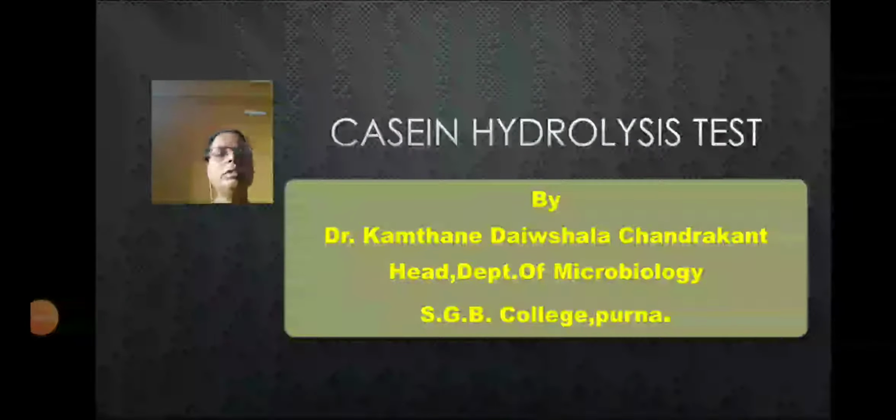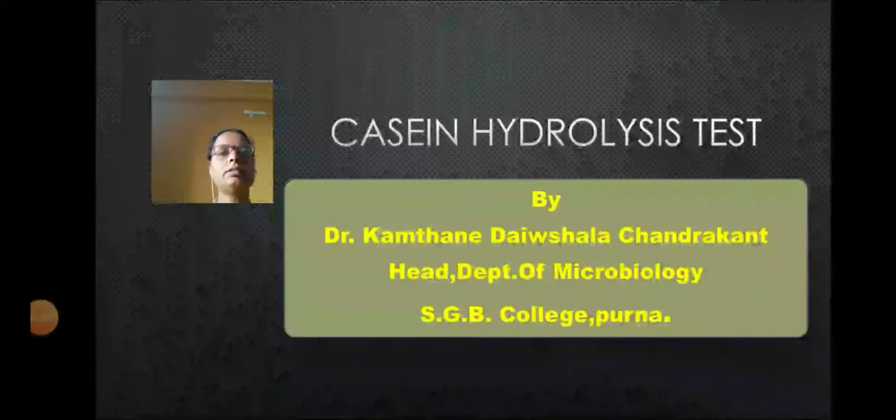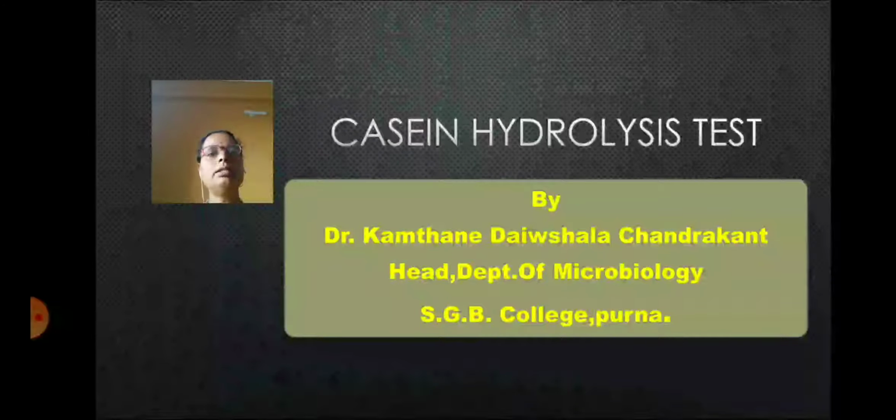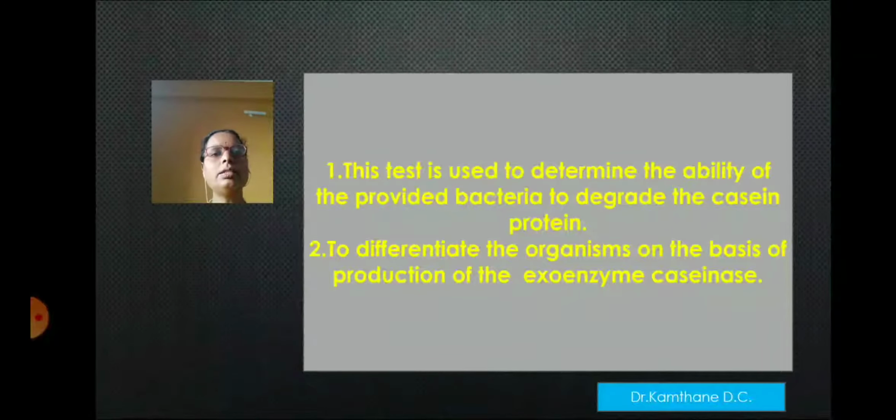Hello, we discuss the casein hydrolysis test. Myself Dr. Kamthani DC. This test is used to determine the ability of the organism to degrade the casein protein. This test is also used to differentiate the organisms on the basis of the production of exoenzyme caseinase.